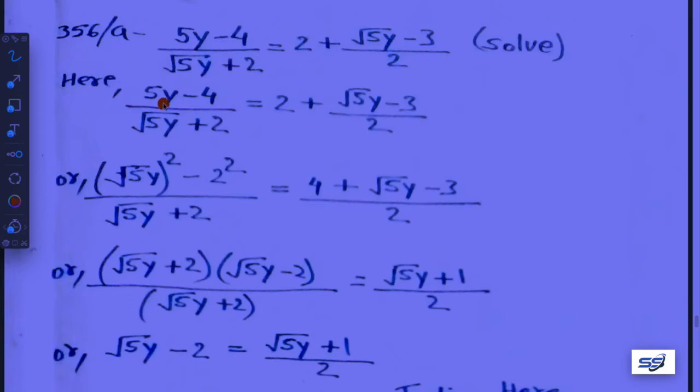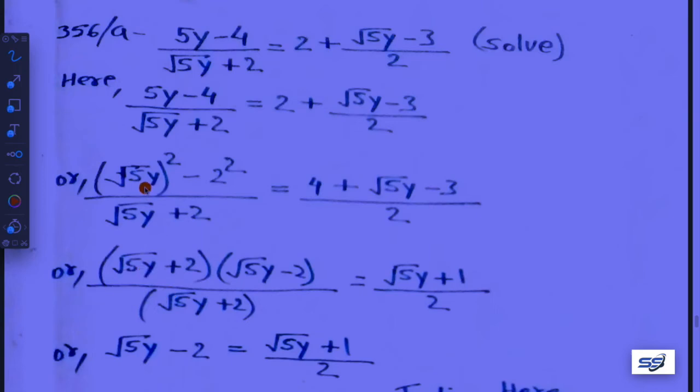See here, (5y minus 4) upon root under (5y plus 2) equals 2 plus (root 5y minus 3) upon 2. While solving the equation we have to put here (root 5y) whole square minus 2 square. We have to convert this like this, whole upon root under 5y plus 2 equals 4 plus root 5y minus 3. Now here LCM is taken, 2 LCM, so 2 comes here and multiplication is done. 2 into 2 comes 4, 4 plus root 5y minus 3 upon 2.